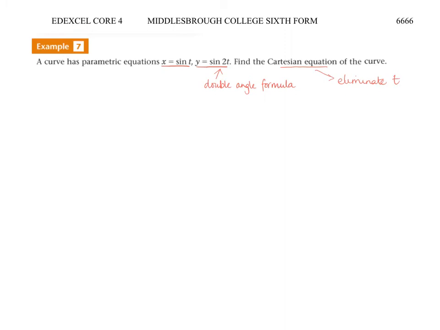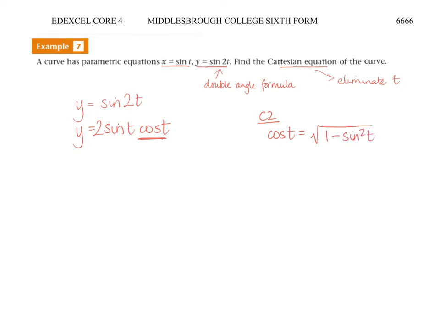So we've got to try and get rid of our sine 2t and our sine t in some sort of way. So if we take our y equals sine 2t, we can apply the double angle formula and we can say y is equal to 2 sine t cos t. Now we've got a little bit of problem here because we don't have anything in terms of x or y that's a cos t, but if we think about from C2 and another trig identity that we've got, we need everything in terms of sine t. So if we take cos t is equal to the square root of 1 minus sine squared t, all I've done is taken sine squared t plus cos squared t equals 1 and rearranged it to make cos the subject.